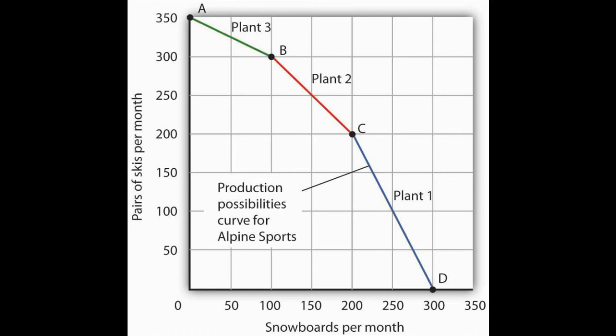So the first 100 snowboards it makes should probably be made at the plant that can make them while sacrificing the fewest skis, only 50. And so on, until the factory with the highest opportunity cost for making snowboards is the last to be activated. Transitioning the plants from skis to snowboards in this fashion ensures that production is maximized.